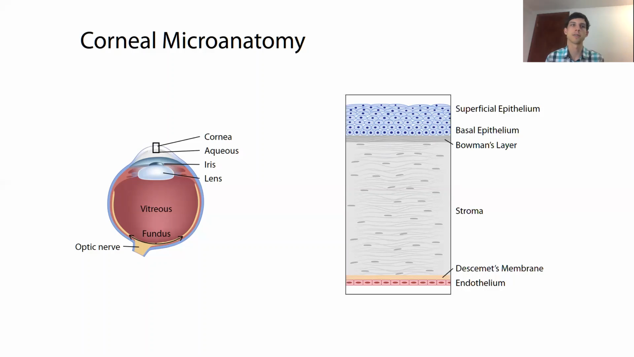Although the cornea is avascular, it does contain a dense network of nerves. These nerves are not only important for sensory perception, but they also help regulate tear film production and epithelial cell proliferation and other physiological functions.